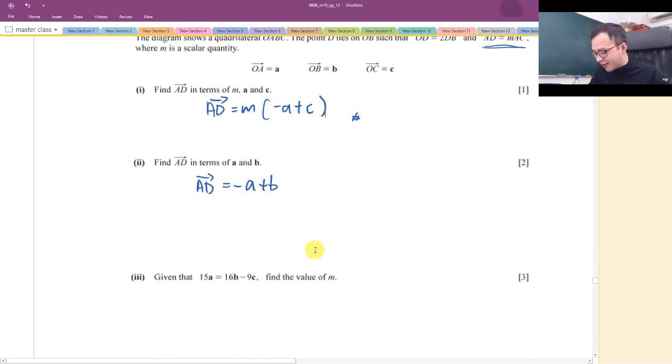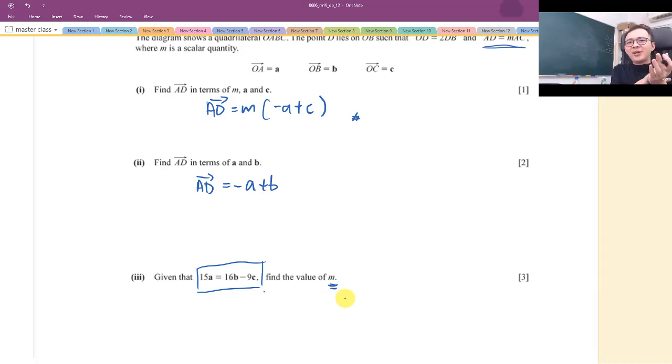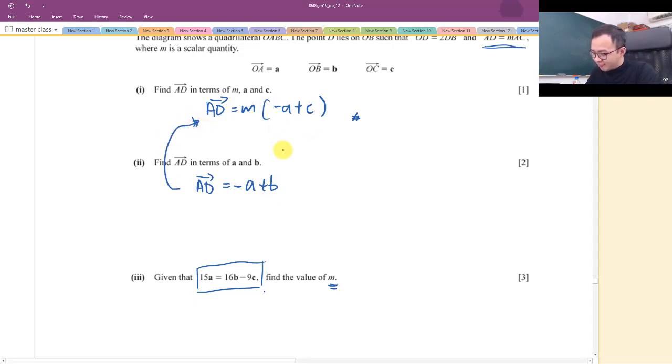So given that 15A equals 16B minus 9C. This one is a little bit tricky. Why? Because suddenly something like this comes out and then they ask you to find M. So you need to get the idea of how you can join the two AD expressions together, because in one AD you have M, right? You join them together and then get something like this, and then by the comparing method you should be able to get M, because this is a bit of an unusual question in vector.